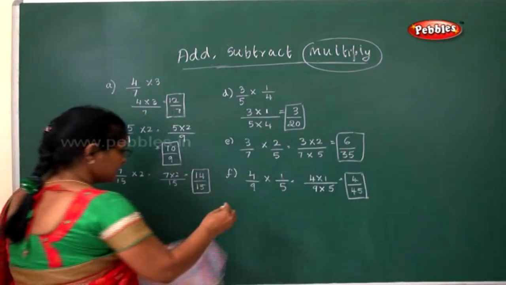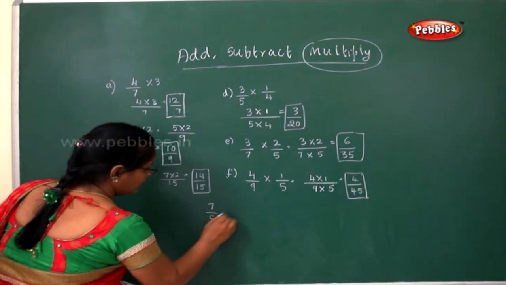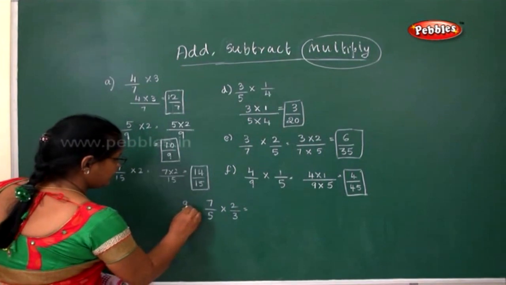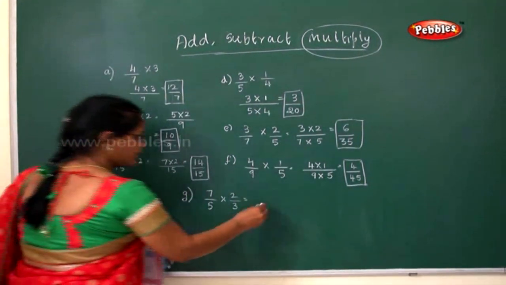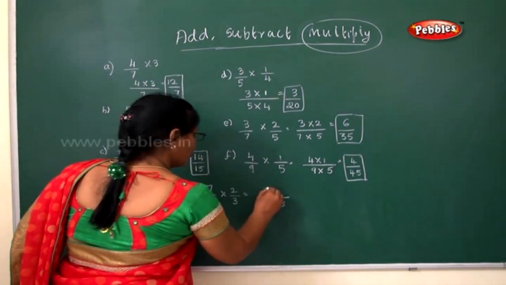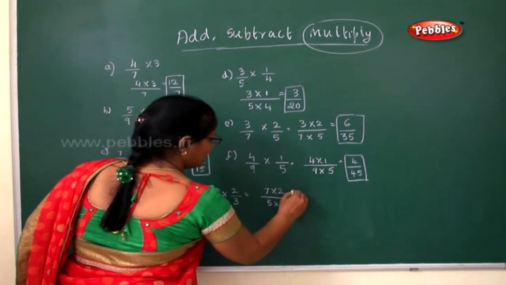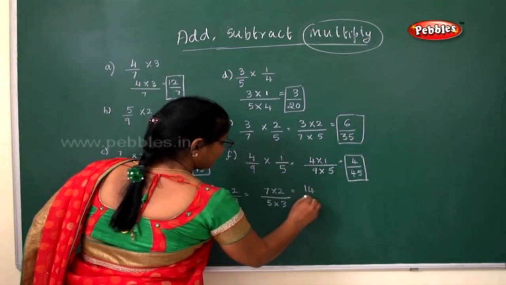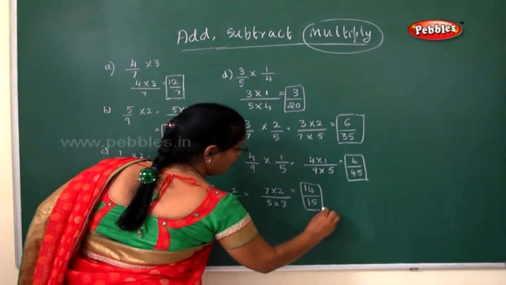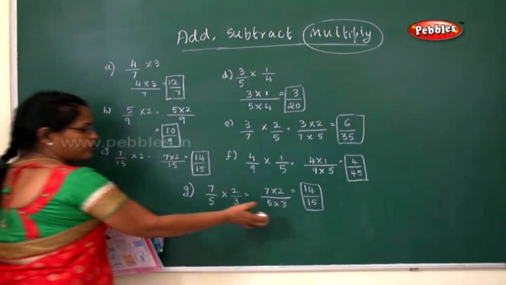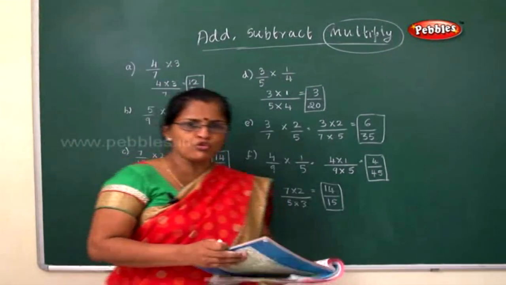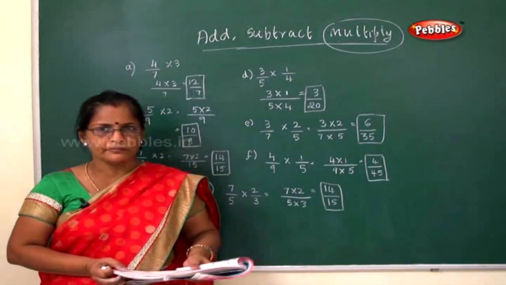The last sum is 7 by 5 into 2 by 3. Now how will you do this? 7 by 5 into 2 by 3. Again write the denominators 5 and 3 here and write the numerators 7 and 2 here. What is 7 2s? 14. And what is 5 3s? 15. So this is how you have to multiply. Write the denominators down and write the numerators on the top, and this is how you have to do the sum.